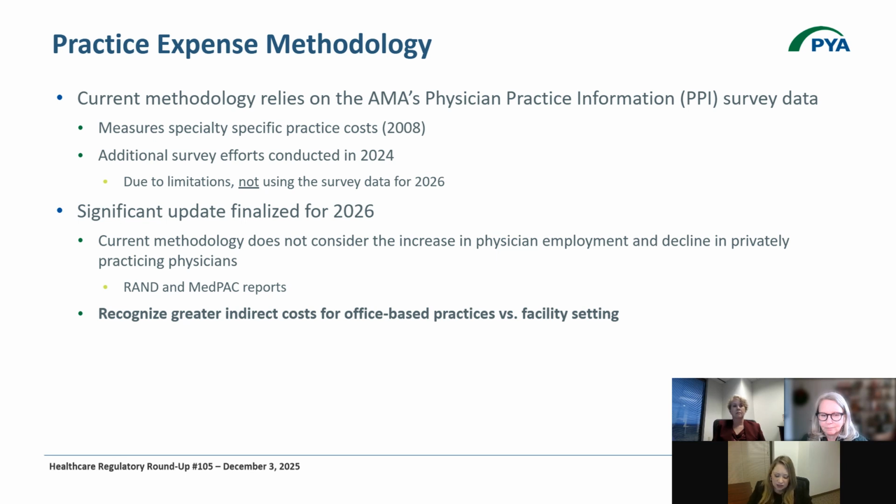Essentially, CMS has said, gosh, when we were looking at this previously, when we were thinking about practice expense, we were always thinking about services being rendered in the hospital as being rendered by physicians that also have an office location, that also have a practice elsewhere in the community that they're having to maintain, and the overhead and the costs associated with that. And what we have seen and continue to see is a rise in physician employment. And so CMS has said, the historical methodology for calculating practice expense didn't really take that change into account. And so they are attempting to do that now with this change in methodology. There have been a number of studies and things put out in the recent past, RAND studies, and also from MedPAC that talk about this being an issue. So the intent is to recognize greater indirect costs for office-based practices versus what is happening in the facility setting.